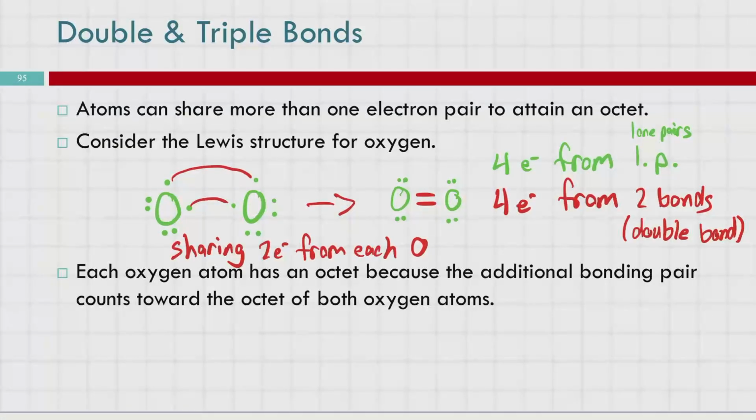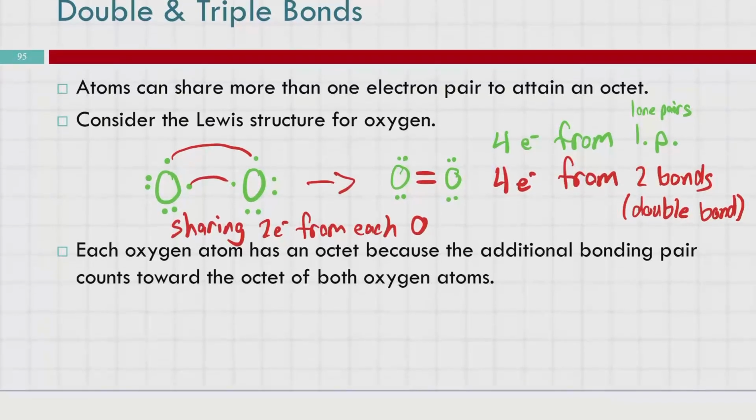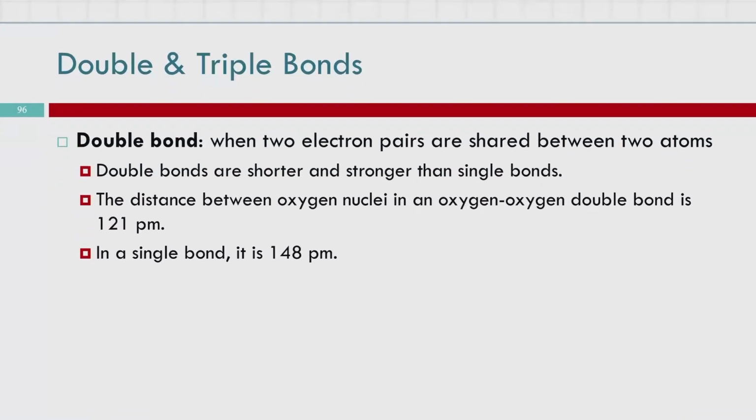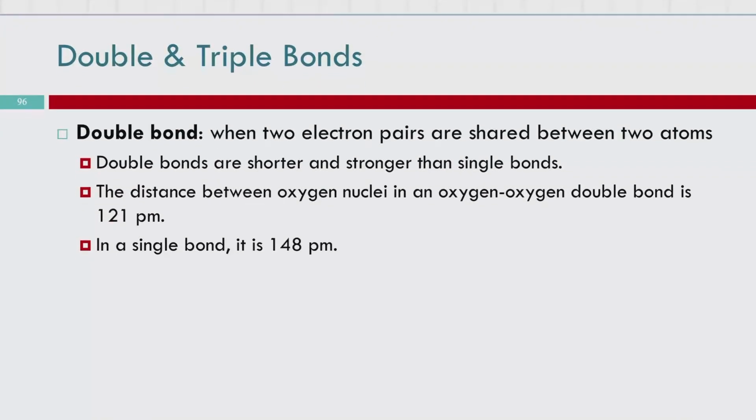Any questions about what's going on there? Oxygen, also one of our diatomic molecules. Lewis theory helps us explain why that is. So we'll talk briefly about double bonds, and then we'll leave triple bonds for next class. So our double bond is when 2 electron pairs, a pair being 2 electrons, are shared between 2 atoms. You can only share between 2 atoms. Double bonds are shorter and stronger than single bonds.